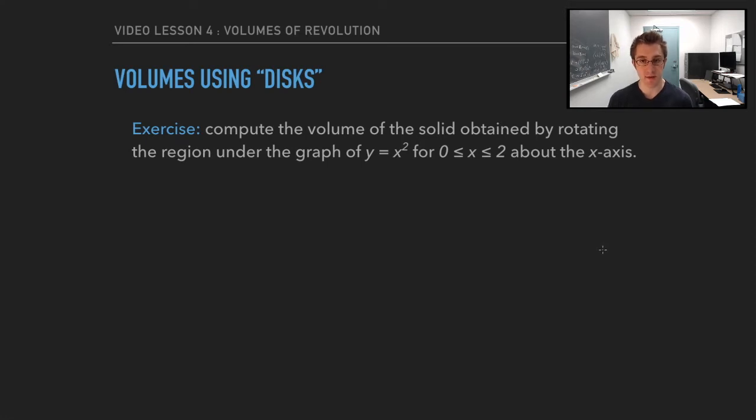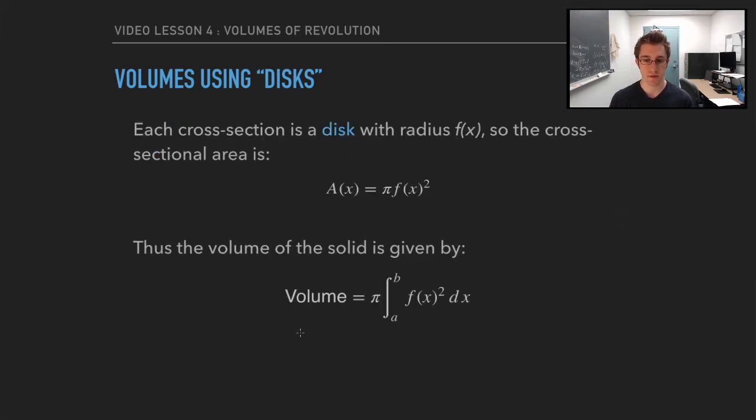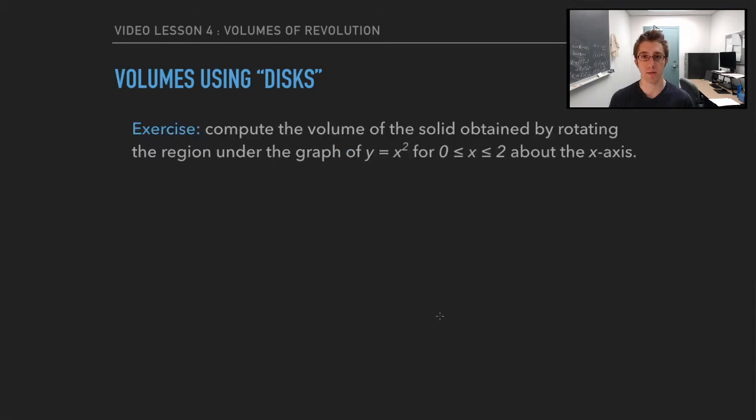Let's do an example. So I want to compute the volume of the solid obtained by rotating the region under the graph of y equals x squared over the interval 0 to 2, and I want to rotate that region about the x-axis. So here's that formula again, which you can easily derive on your own, right? If you know the area of a circle, you can figure this out. So go ahead, pause the video now, see if you can figure out how to do this problem. I highly recommend that you draw a picture first and label the interval and try to draw a sketch like I did of the solid of revolution, and then compute its volume.